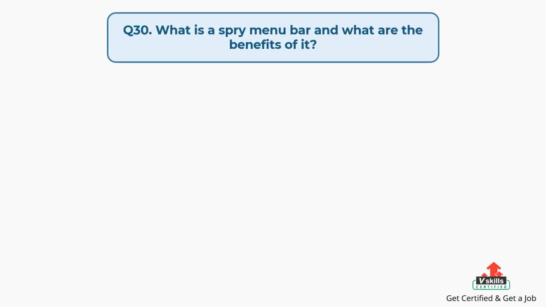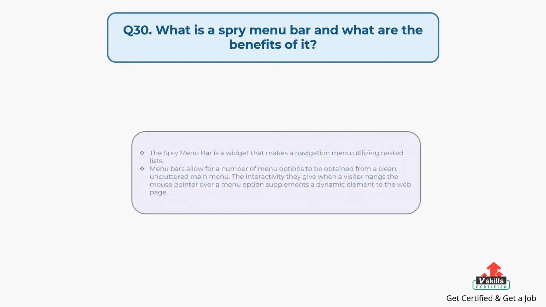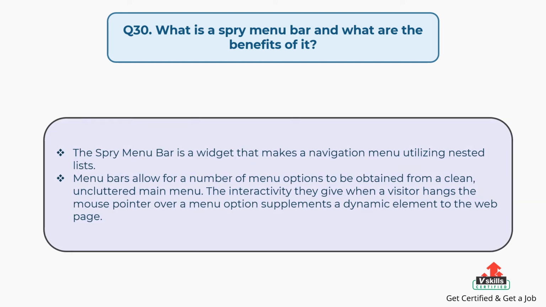Question number 30. What is a Spry menu bar and what are the benefits of it? The answer is, the Spry menu bar is a widget that makes a navigation menu utilizing nested lists. Menu bars allow for a number of menu options to be obtained from a clean, uncluttered main menu. The interactivity they give when a visitor hovers the mouse pointer over a menu option adds a dynamic element to the web page.